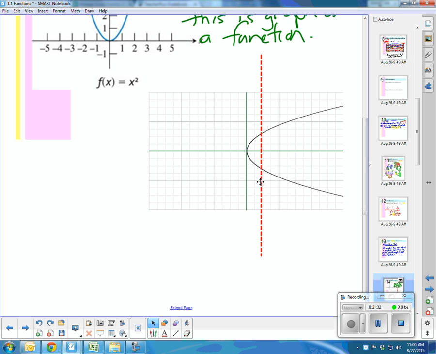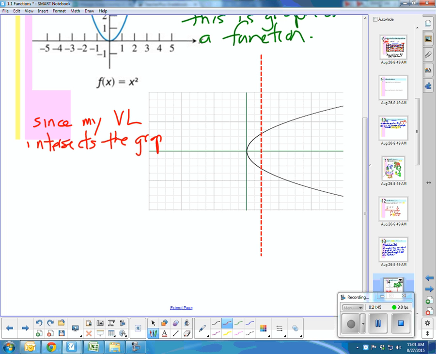So I can say, since my vertical line intersects the graph at more than 1 point, it is not a function.